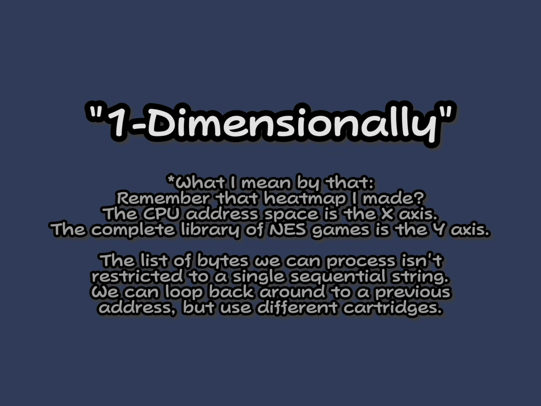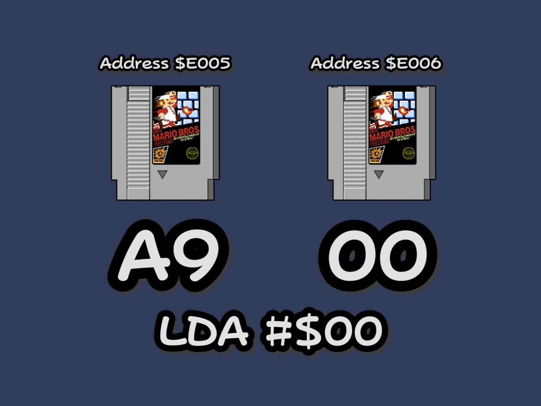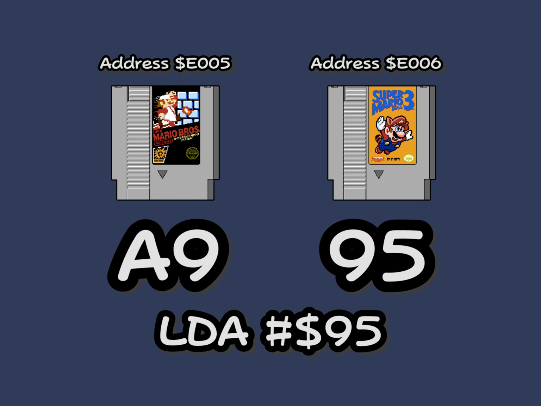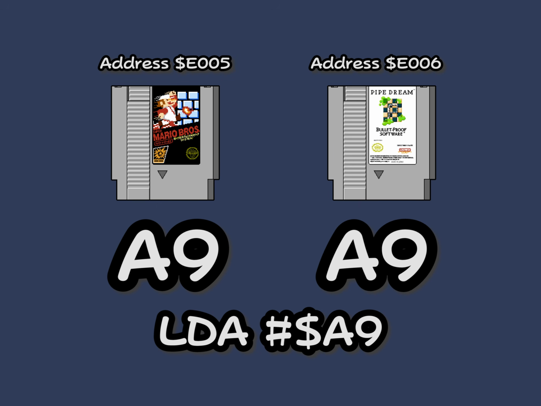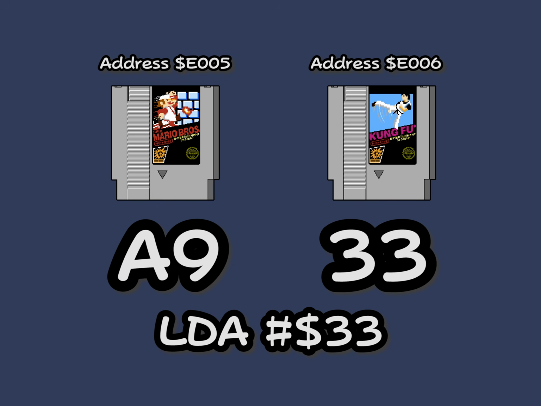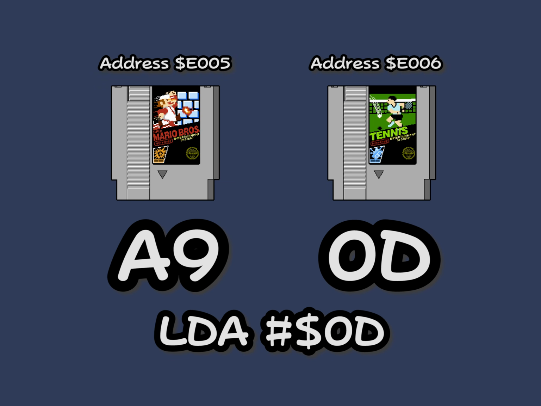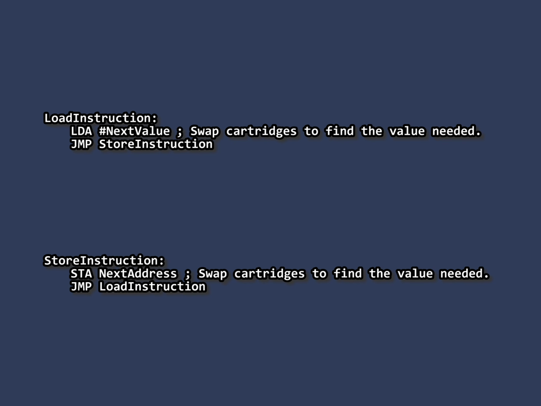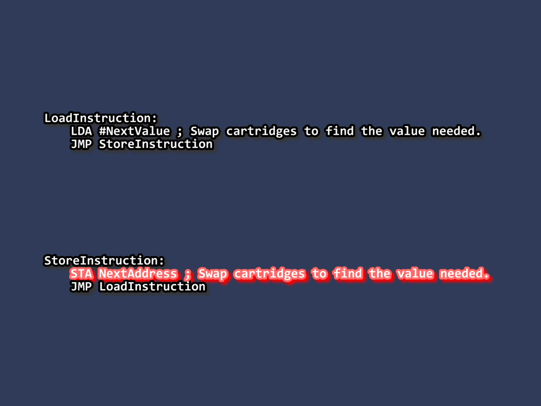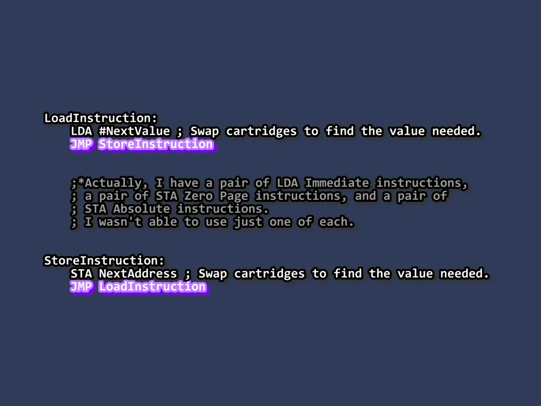Perhaps we're thinking about this a bit too one-dimensionally. If we're able to start a load instruction and then swap to any other cartridge, why not take full advantage of that? What if we find the value for the load instruction, followed by a single address that could contain all the values we need by choosing different cartridges? To make this run work, I found a few locations that work for all of the LDA and STA instructions I need, and I can run jump instructions between them.